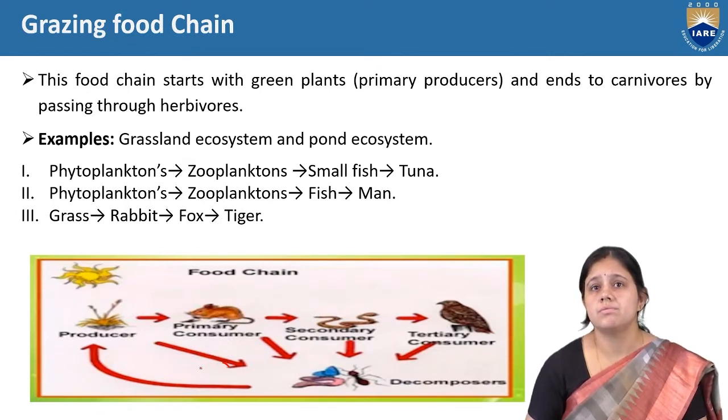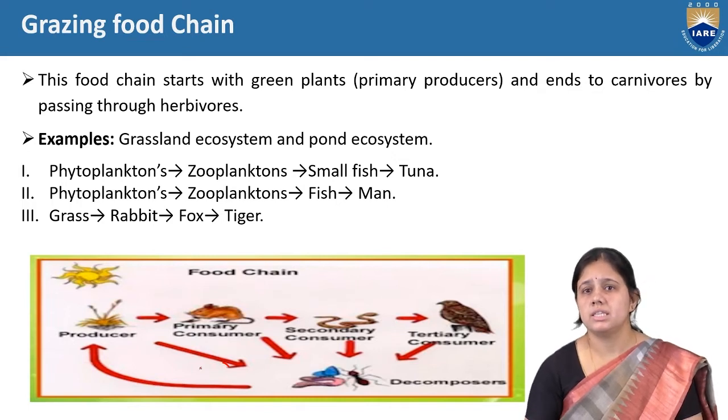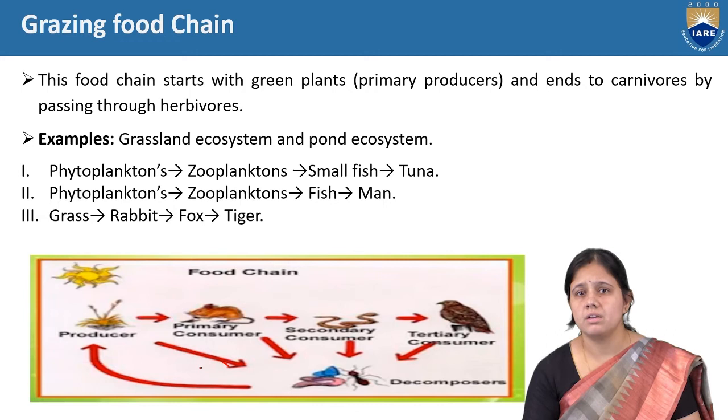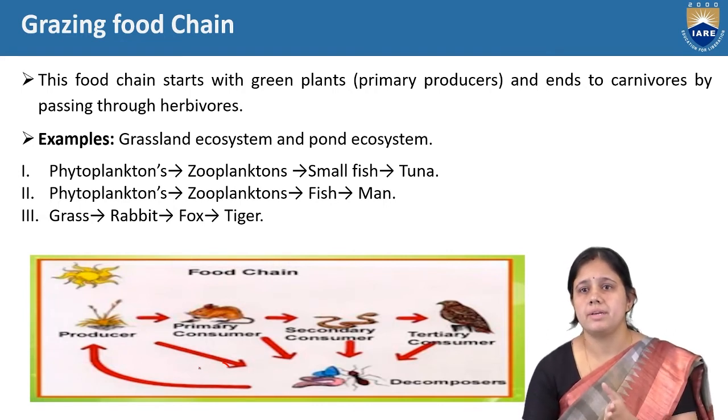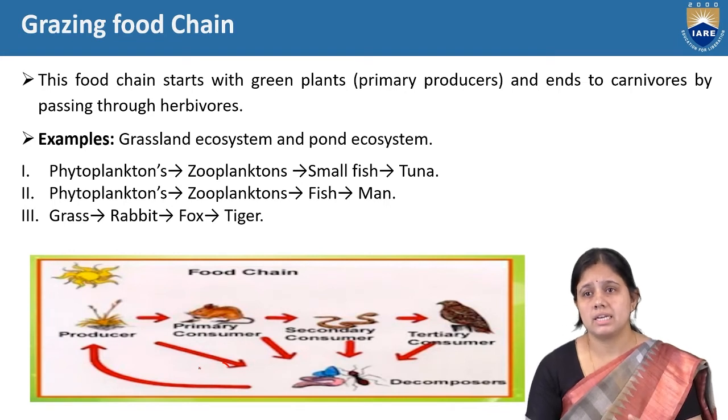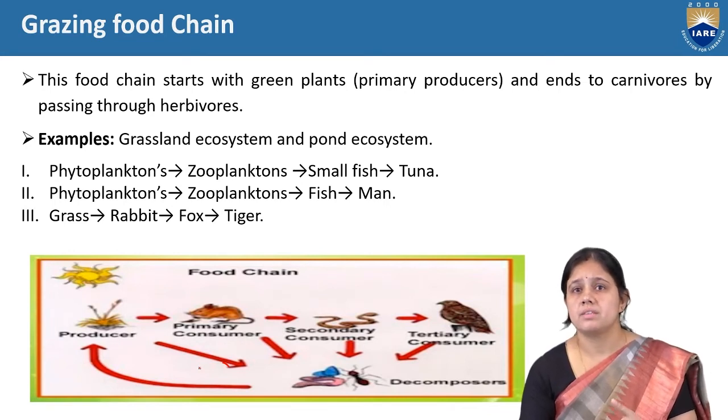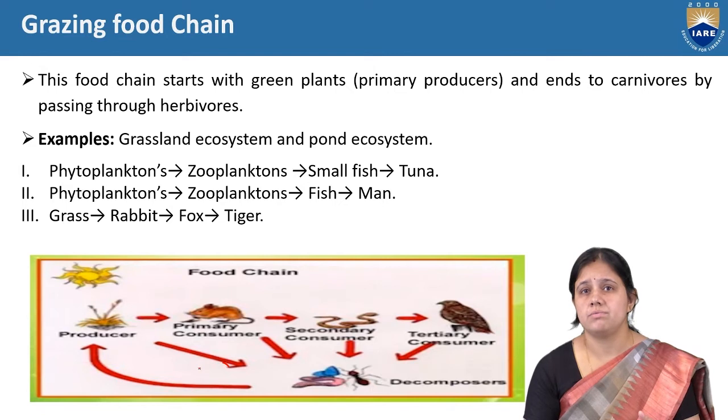The grazing food chain is a food chain that starts with a green plant and ends with carnivores, passing through herbivores. See, in the example, you can see the producer first, then all the trophic levels. First is the producer, then primary consumer, then secondary consumer, then tertiary consumer. The food chain starts with a producer, and it passes energy to the consumer, then the secondary consumer, then the tertiary consumer. This is the example of a normal grazing food chain.